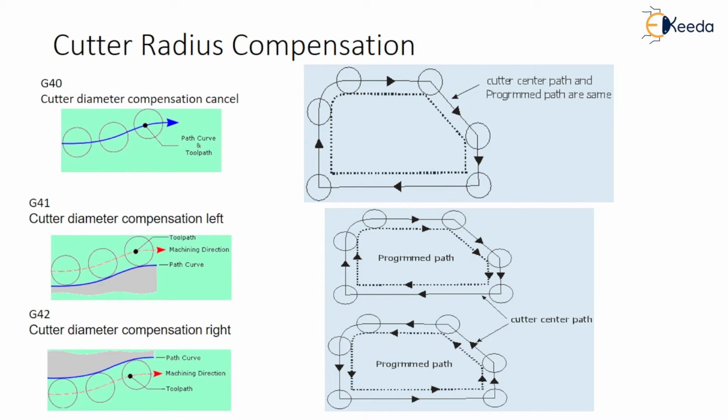G40 is the cutter diameter compensation cancel, to stop the particular cutter radius path. For that purpose, we have to use G40. For any previous program which we are writing with cutter radius compensation, we have to write G40, because every time we have to cancel that particular compensation whenever it is completed. Okay. And G41 is cutter diameter compensation left.